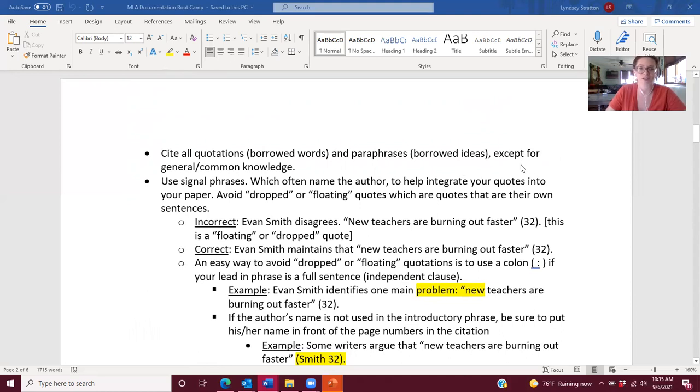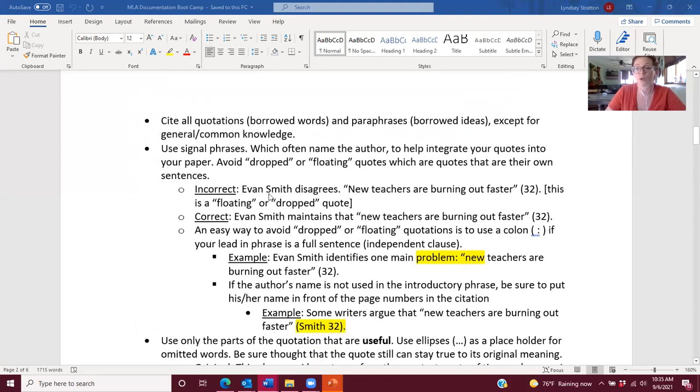Just cite everything. You want to avoid, and this goes back to quoting, floating or dropped quotes, which means a quote that's trying to stand by itself. It's its own sentence. You didn't introduce it and you didn't explain it. It's just there, and your reader has to assume what it means or what you're trying to make it mean.